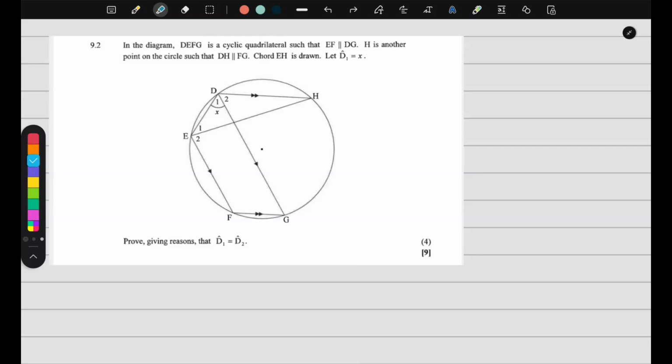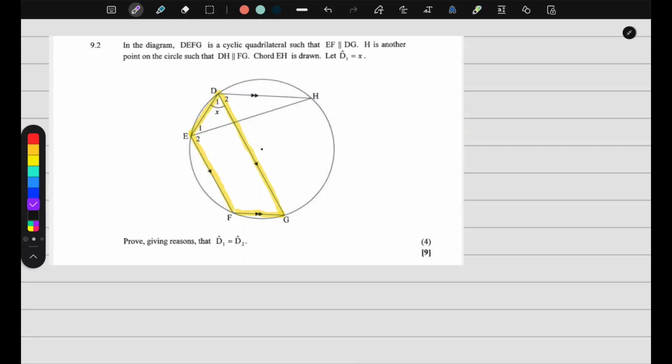Question 9.2 says DEFG is a cyclic quad. They also say that EF is parallel to DG and DH is parallel to FG. That's also indicated. And it says angle D1 is x. Question: prove, giving reasons, why angle D1 is equal to angle D2. So why is D1 equal to D2?